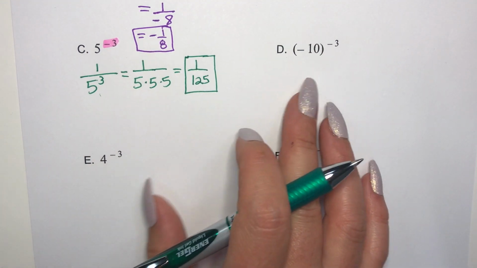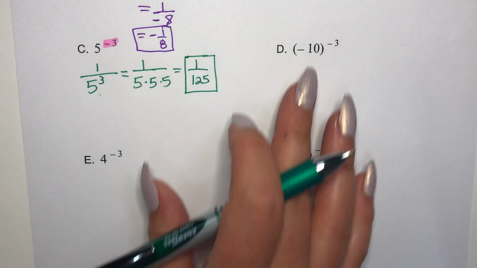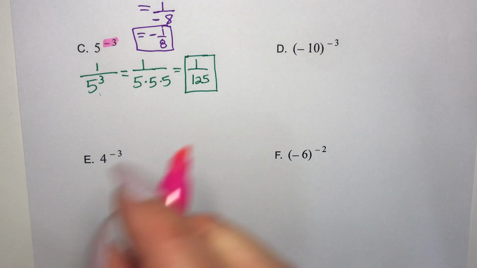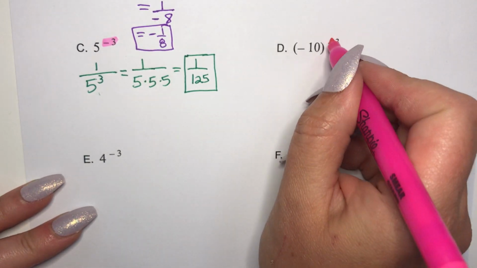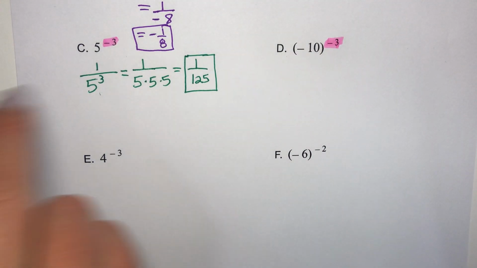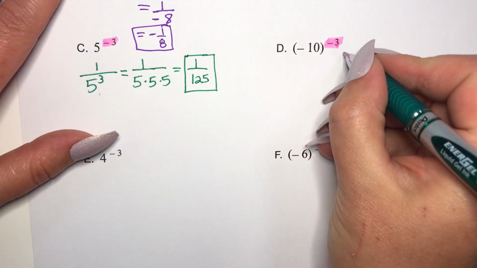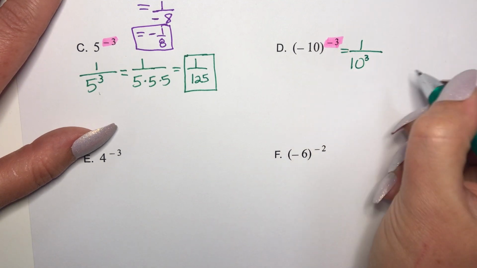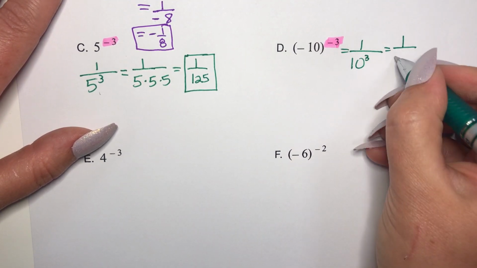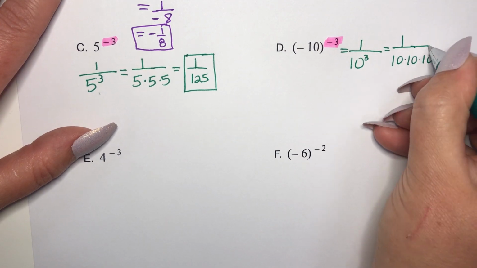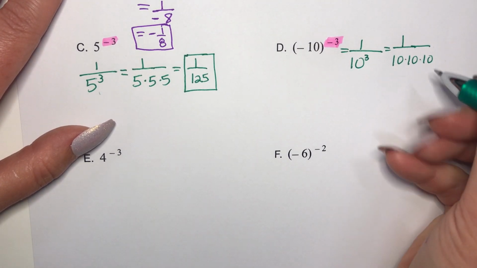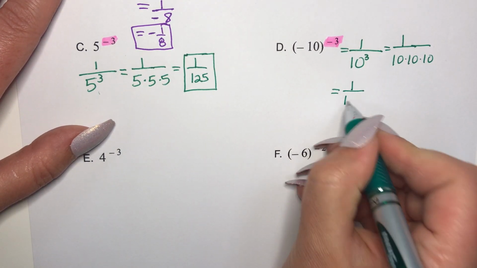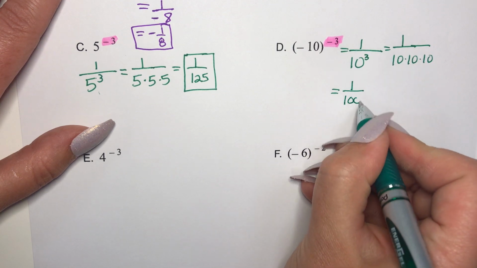All right, let's look at this one. Ooh, this one has a negative number. Okay, so we have that negative 3 here. It's raised to the negative 3rd. So whenever you have that negative in the exponent, that is the same thing as 1 divided by 10 to the positive 3, right? Which is the same thing as 1 over 10 times 10 times 10. And that is the same thing as 1 over, with 1, 2, 3 zeros. 1, 2, 3, 1,000.